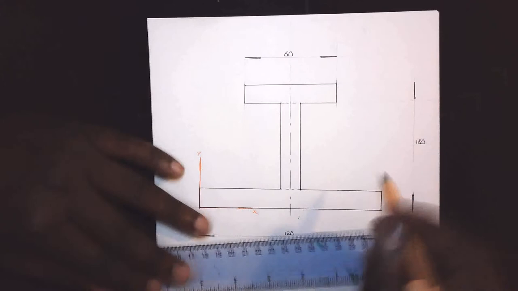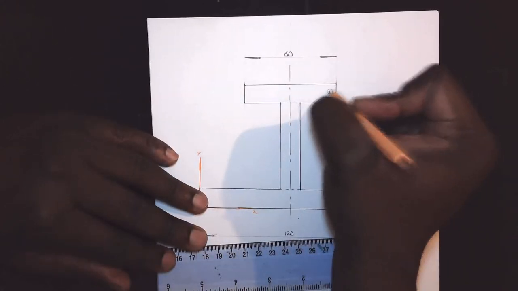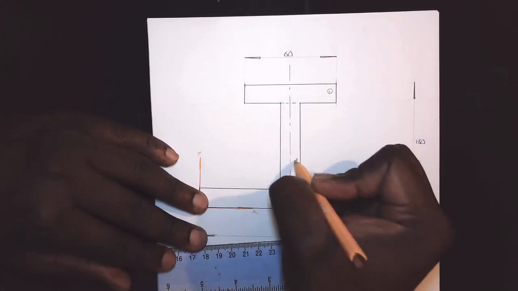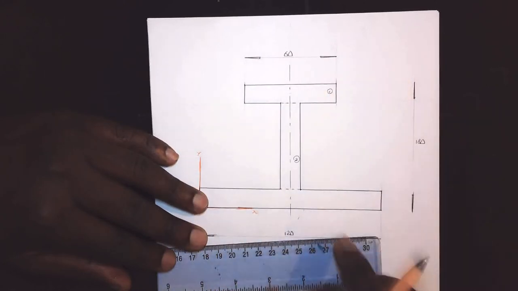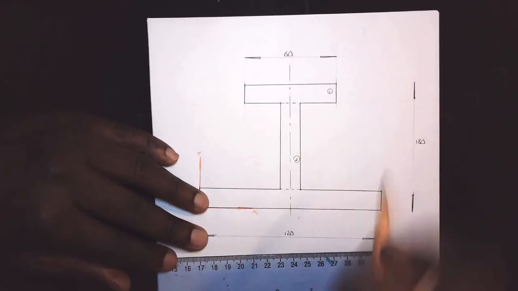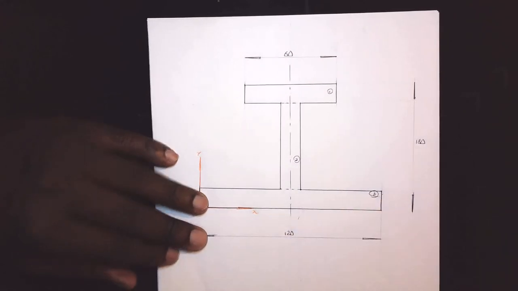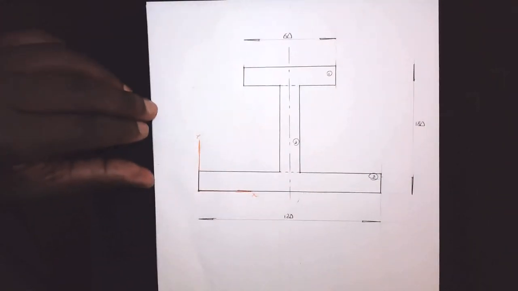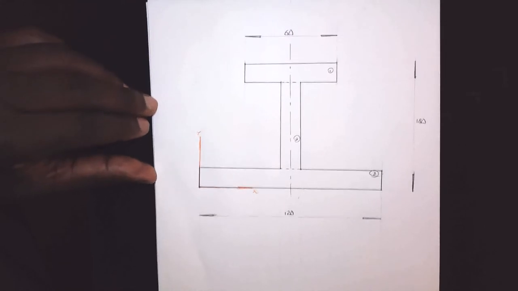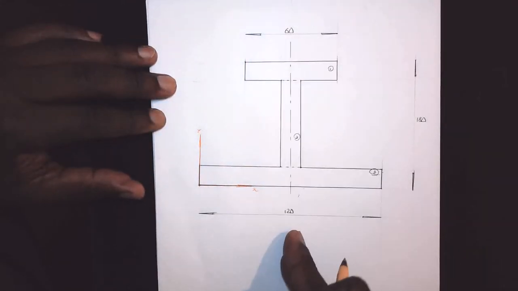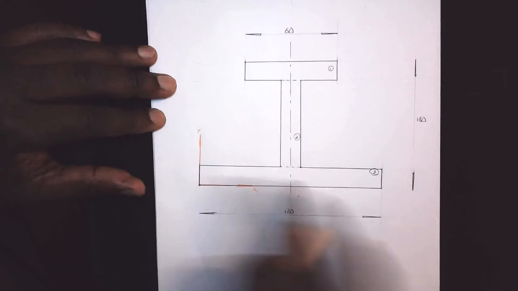Like so. I'm going to call this section 1, the upper flange, section 2, the web, and section 3, the base flange. To determine the centroid of the given section, since it's symmetrical in terms of x, we don't necessarily need to calculate for that.